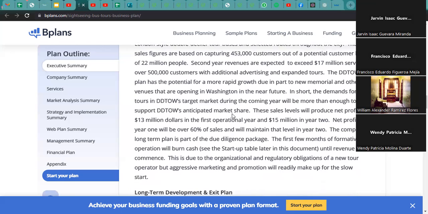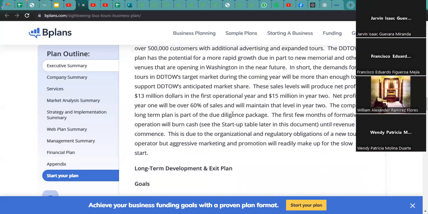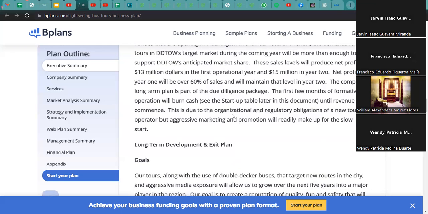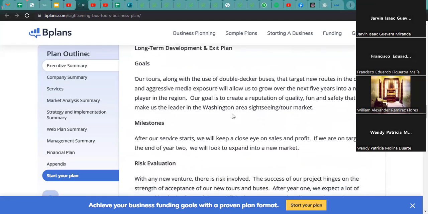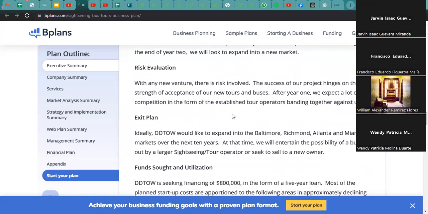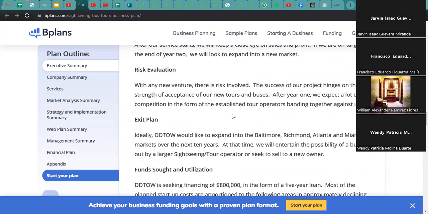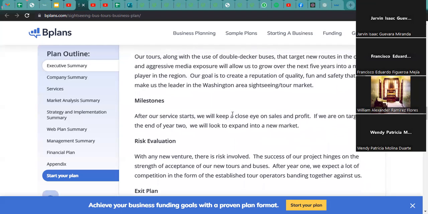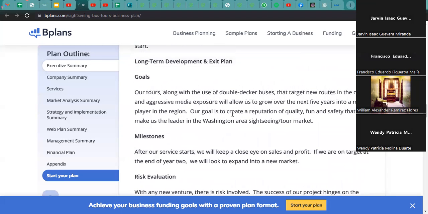Okay. Very good. Very interesting, this part. The next ones are long-term development and exit plan. Let me see how many are those. It's going to be until exit plan. It's not that long. That is going to be for, let's see, Francisco.